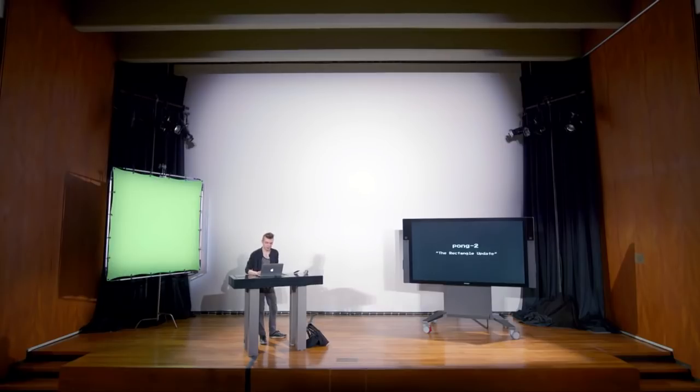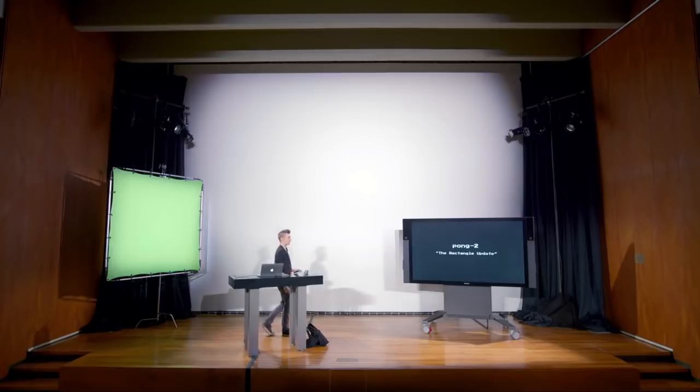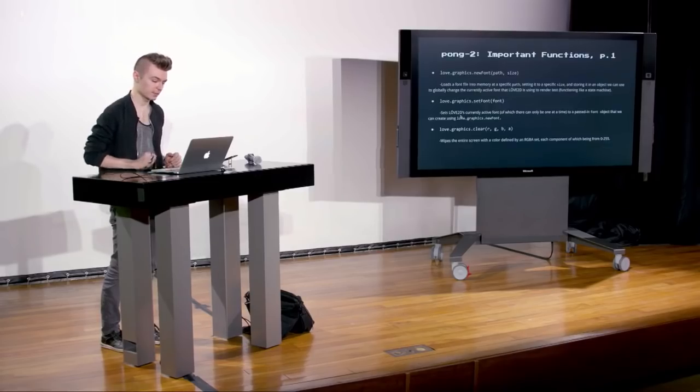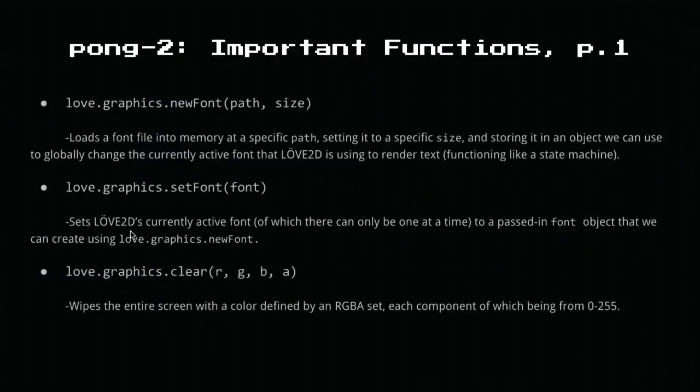Awesome. So we've gotten text running to the screen, but we're nowhere close to Pong yet. So the first big thing I think that's going to get us closer in that direction is what we're going to call the rectangle update. So some important functions that we should look at.